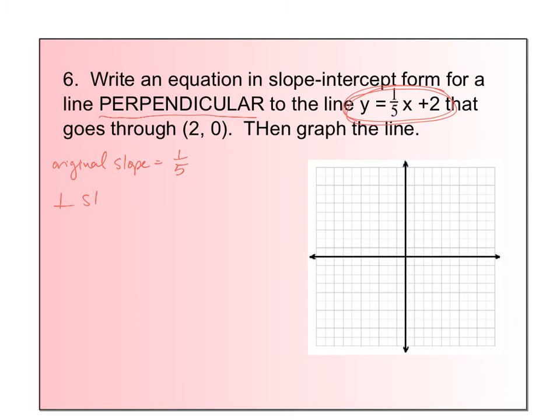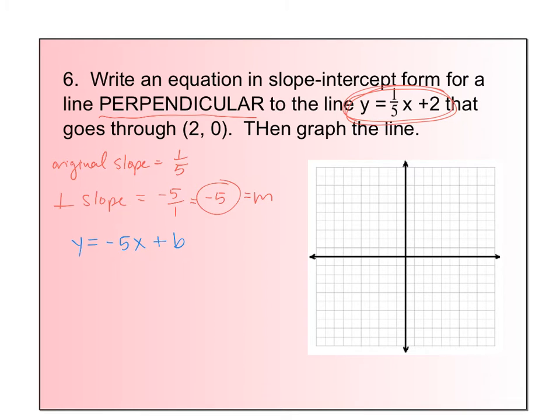So the perpendicular slope, remember you flip it and switch it, it's going to be -5 over 1, which is really -5. So this is going to be our m for our new line. Now, we need it to go through the point 2, 0. So I think about our equation. y equals negative 5x plus b. I need it to have the slope of negative 5, but I need it to go through the point 2, 0.